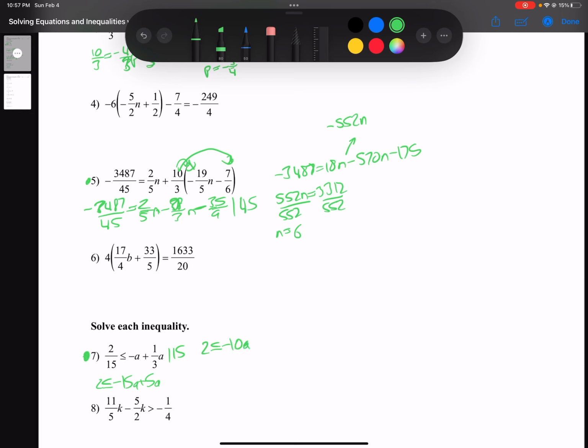And then we can just swap or switch the sides. So it's going to be negative 10a is greater than or equal to negative 2. And then we can just divide both sides by negative 10. So what you might be thinking here is when you divide by negative 10, it's going to be the same sign, but we're actually going to have to swap it and make it the reverse. So it's going to be a is less than or equal to negative 1 over 5.